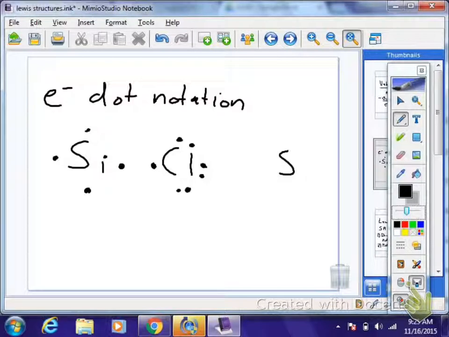All right. Sulfur, you guys go ahead and do sulfur. I have confidence you'll get it right. So go ahead and do sulfur. Count across and then do your dots.